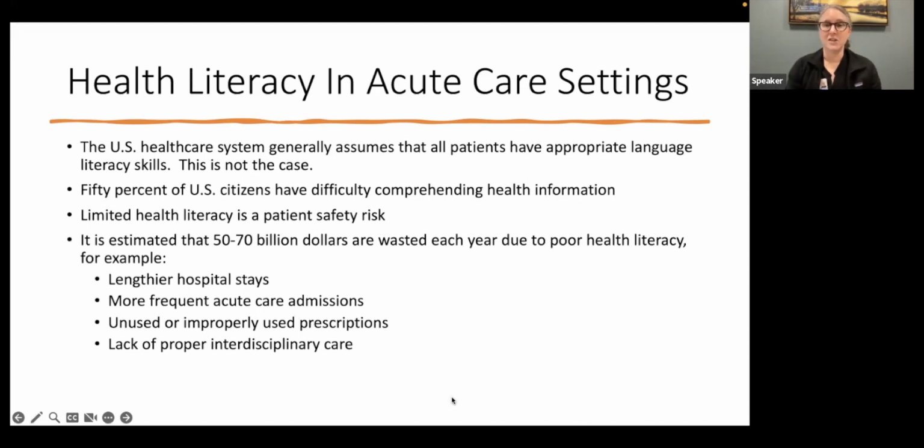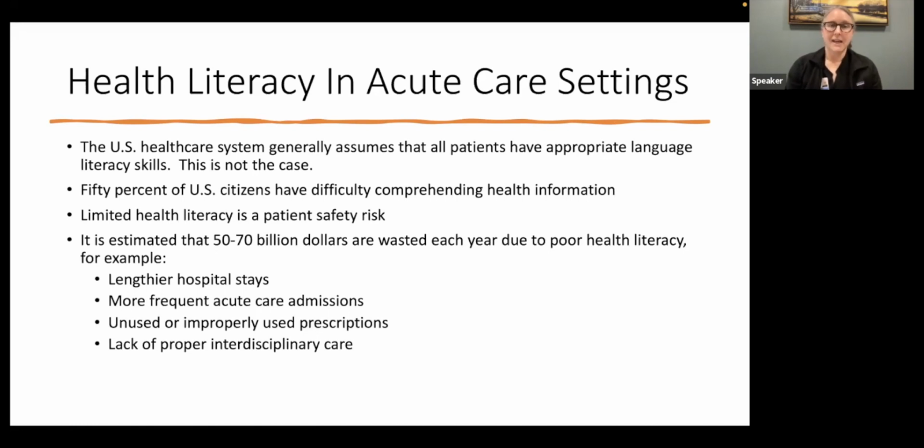So now we're looking at patients who might not really understand the need for certain medications that were prescribed for them. They might not understand the need to follow up with cardiac rehab, or to watch their blood sugar levels. And so these are patient safety risks.